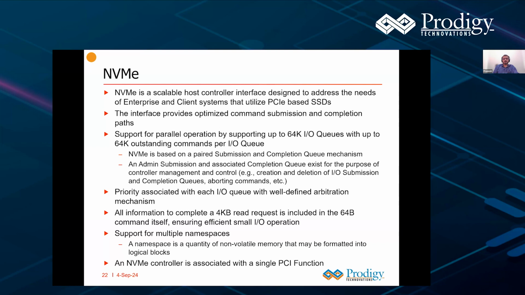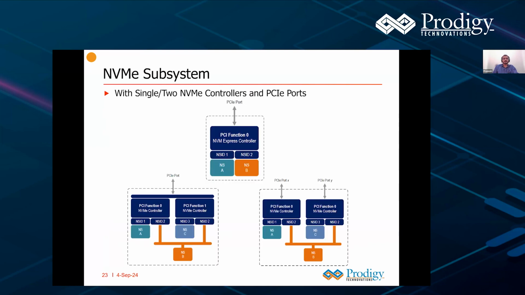So it can have multiple namespaces, and each NVMe controller is associated with a single PCI function. I think that will be clear from the next slide. So these are the different options possible. As you can see here, for each PCI function, there will be an NVMe Express controller. So in the first case, there is one PCI port, one function and one NVMe controller, and there can be multiple namespaces. It's like different blocks of memory space in the device. Each namespace will have its own namespace ID.